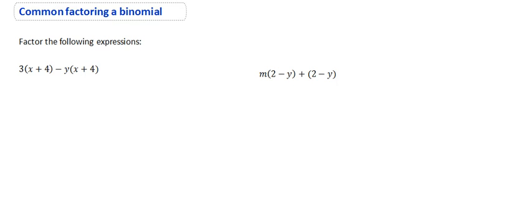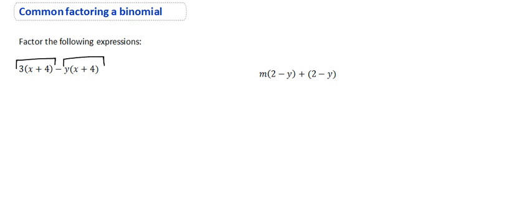In this video, I'm going to do two examples of common factoring a binomial. Let's take a look at the first expression, 3 times (x plus 4) minus y times (x plus 4). You can see we have two kind of jumbo terms here. That's the first one, and that's the second one. Looking at both of those terms, we need to identify if there's something common in them.